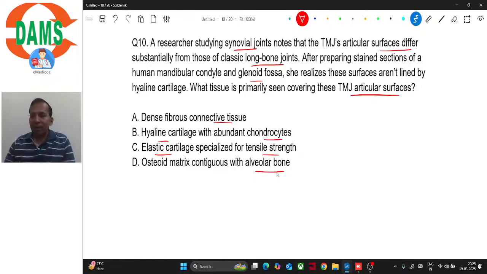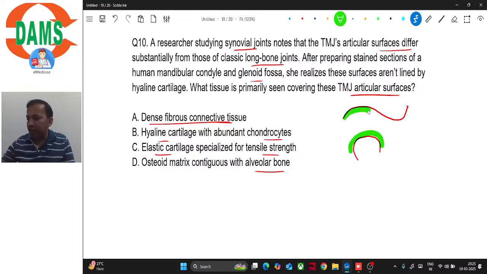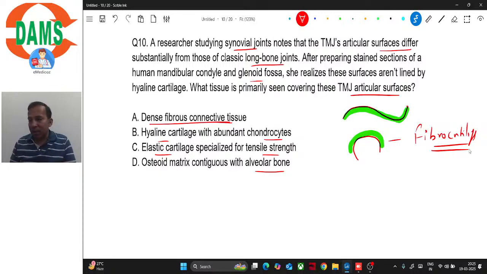Very good, Bhavna. Very good everyone. It is the dense fibrous connective tissue. Basically, the condylar and the glenoid fossa articular surfaces are both lined by fibrocartilage, isn't it? Yes, dense fibrous connective tissue. These are both lined by fibrocartilage.